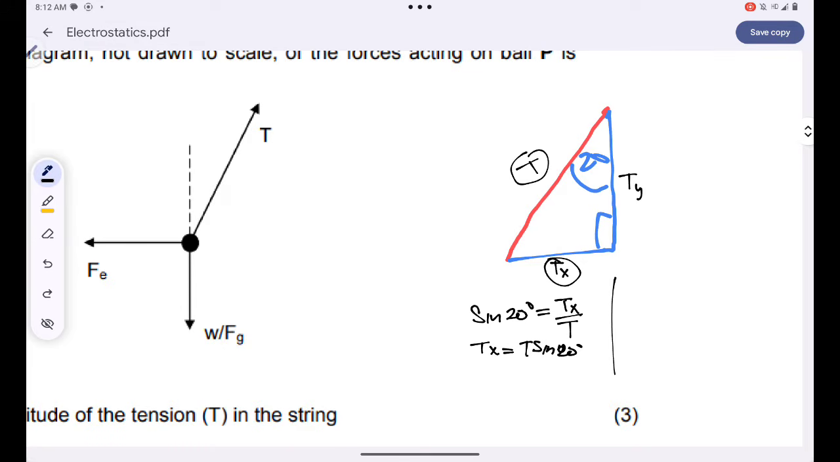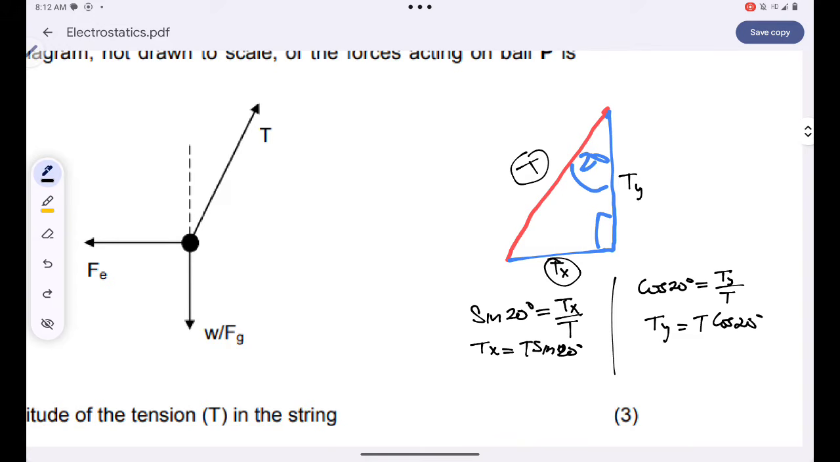For the vertical component, this is my vertical component, right? And this component is adjacent to the angle. There's only one trig ratio which combines both the adjacent as well as the hypotenuse. So I can simply say cos of 20 degrees is equal to adjacent over hypotenuse. That means Ty is simply T multiplied by cos of 20 degrees.